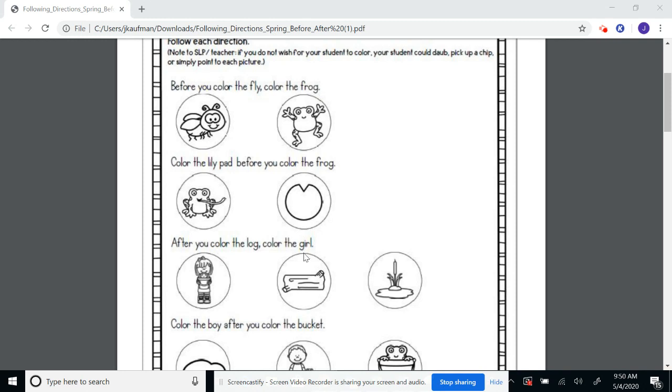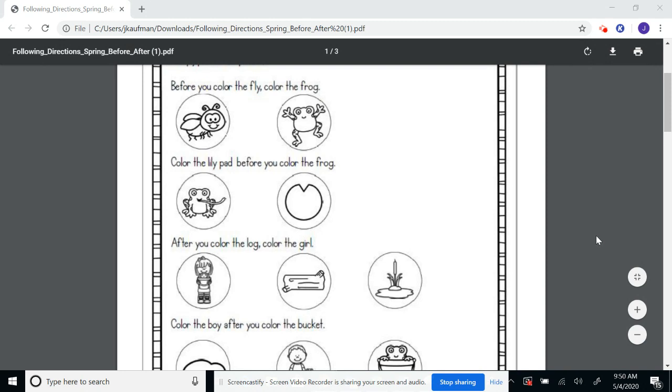So this means that the first thing that you need to do is color the log, then you need to color the girl. So you would first color the log right here, and then after you do that, you would color the girl. All right, nice job.